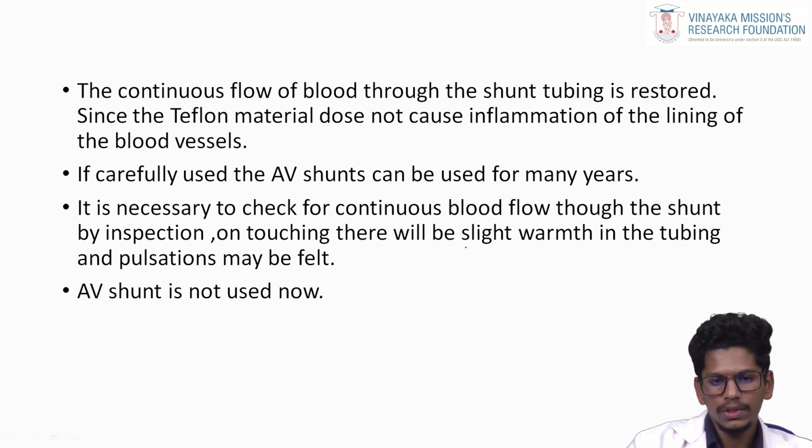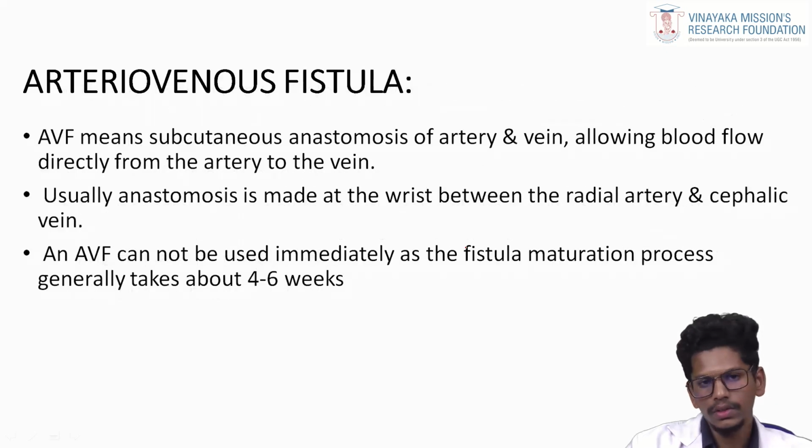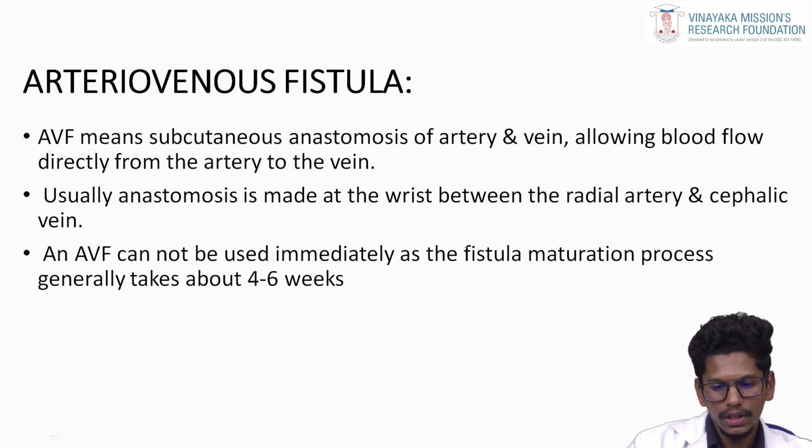The AV shunt is not used now for some reasons. Next we are going to see the arteriovenous fistula, which is man-made. In this, the patient's own artery and vein are anastomosed by a vascular surgeon. From there, blood is taken out and passed to the extracorporeal circuit, where the metabolic waste products like urea, creatinine, and excess fluid are filtered and the blood returns to the patient's body. Usually, the anastomosis is made at the wrist between the radial artery and the cephalic vein.